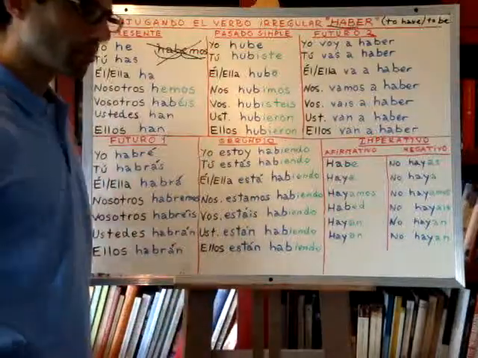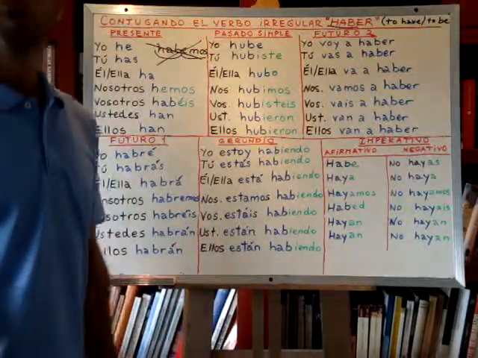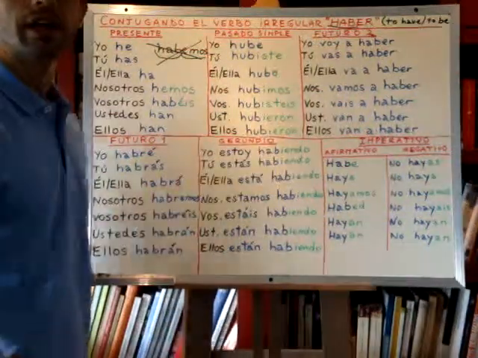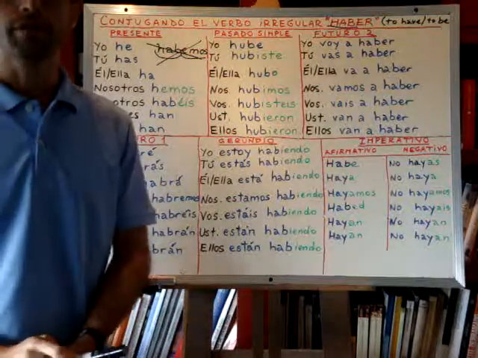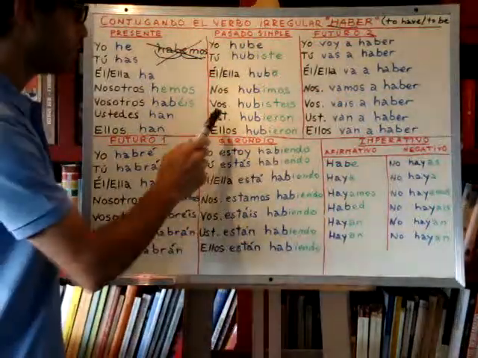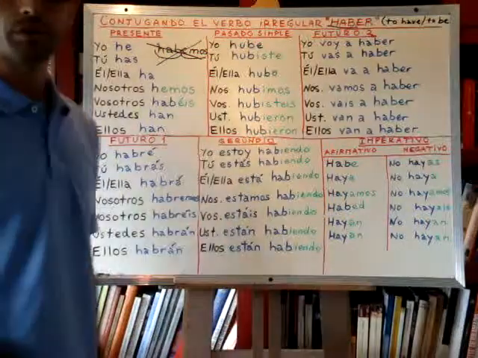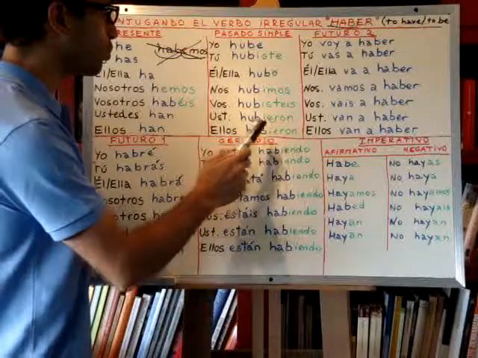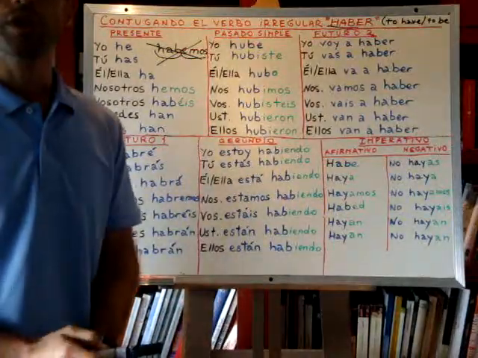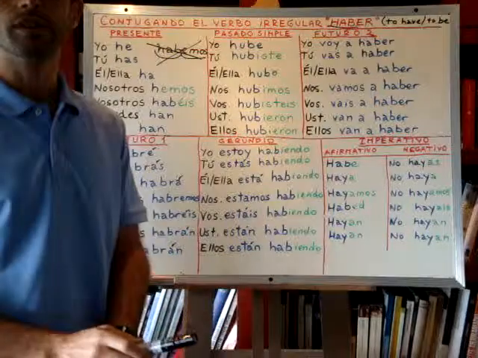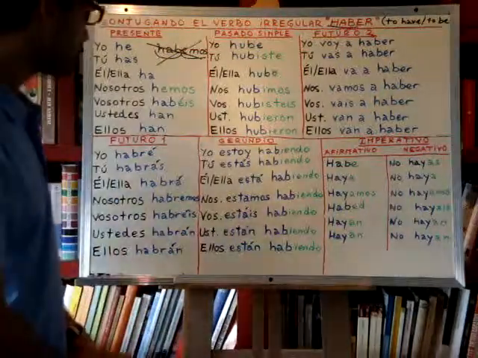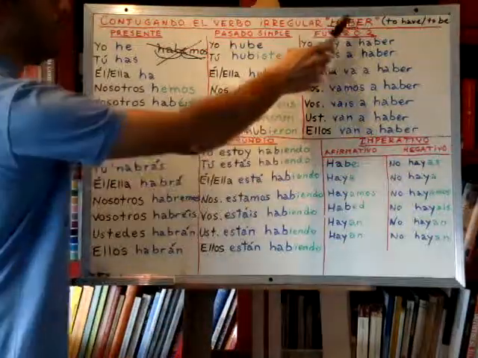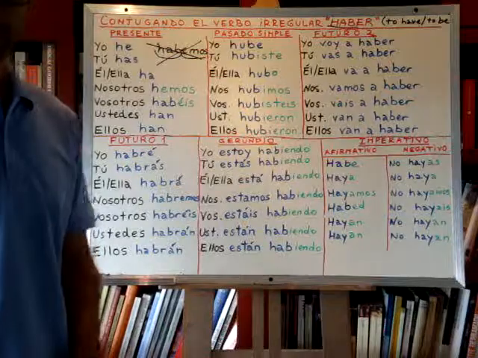Nosotros hubimos limpiado. We had cleaned. Vosotros hubisteis leído. You have read. Ustedes hubieron mirado. You had seen. And ellos hubieron bebido. They had drank. Okay? Now, in the simple future, vamos a conjugar el verbo haber en el futuro simple.